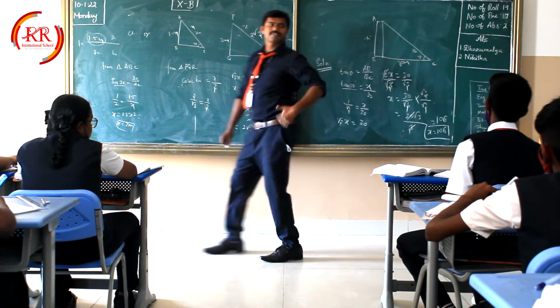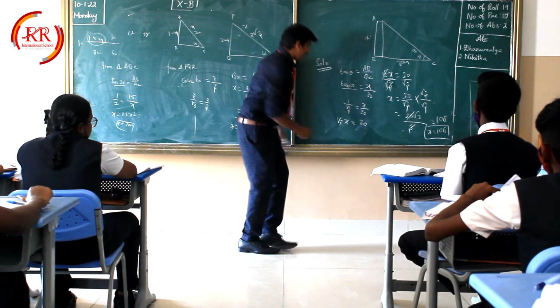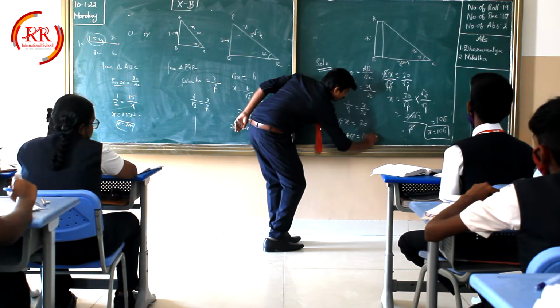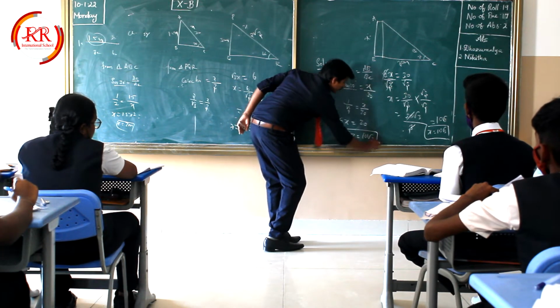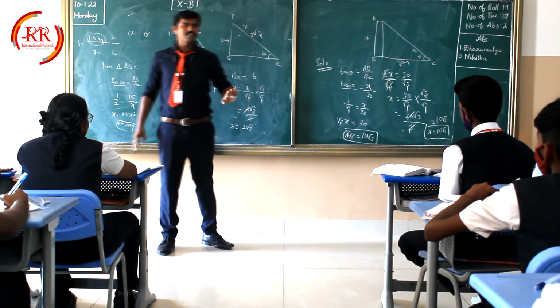This is our required height of the tower. That means AB equals 10 root 3. If you are given the root 3 value in the question, you can substitute and get the value also. Got it? Is that clear?